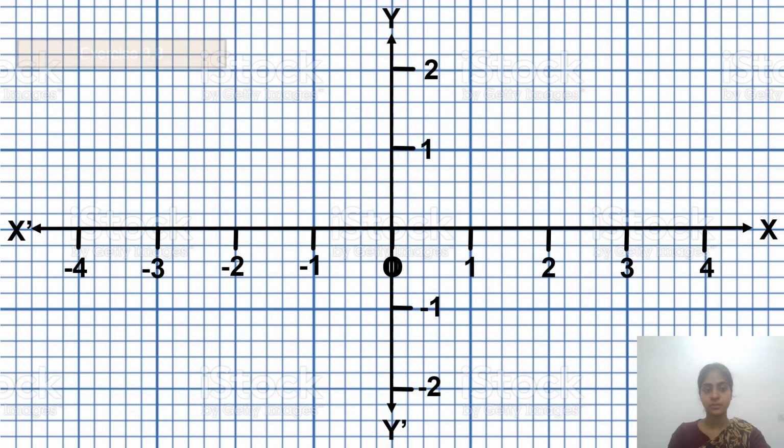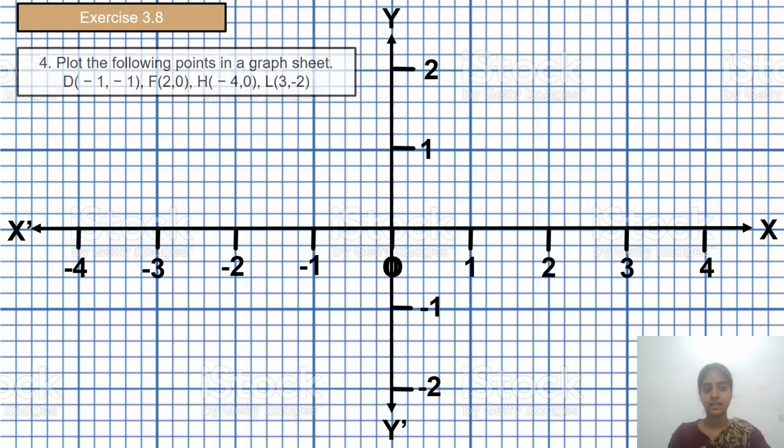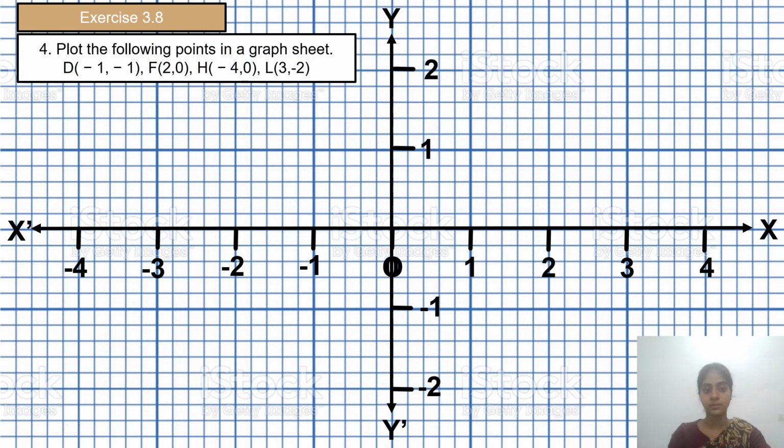Let's see one more question from the same exercise, which is 3.8. The question given is, plot the following points in a graph sheet. D, F, H and L points are given. Let's see first point, which is D, minus 1 comma minus 1. Here as you can see, minus 1 is negative, minus 1 is also negative. So x value and y value are negative. So this point belongs to the third quadrant. So x value is minus 1, y value is also minus 1. So the point will be here. This point will be minus 1 comma minus 1, which is D.